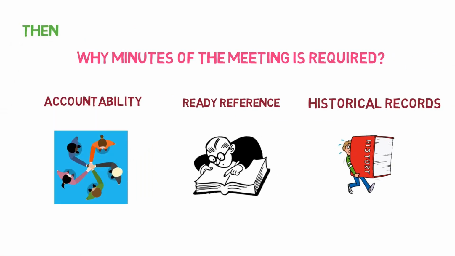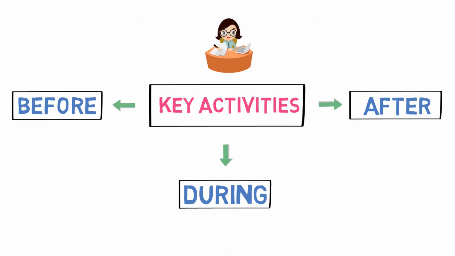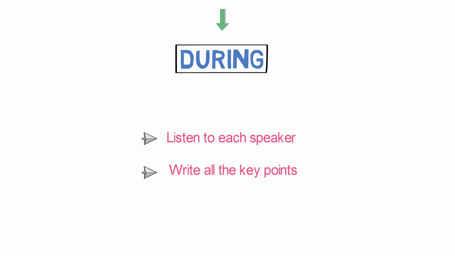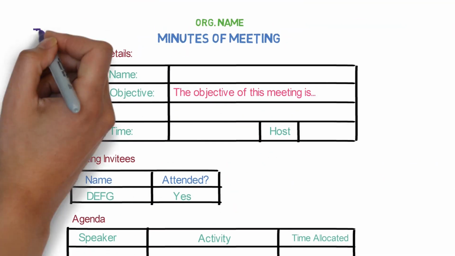Then we looked into 3 main reasons for creating meeting minutes. Number 1, it sets accountability. Number 2, it serves the purpose of revision for members. And number 3, historical records could be helpful for future purposes. Next, we looked into the steps to be followed before, during, and after the meeting by the secretary or minute keeper.